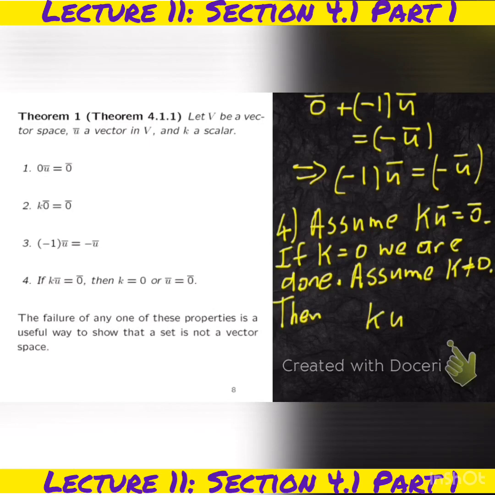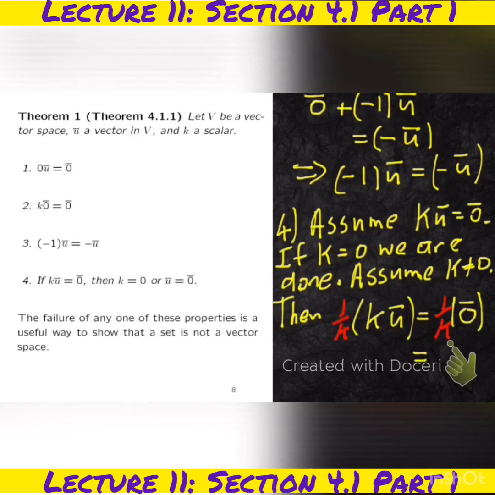We said that we assume that k is not equal to 0. So what you can do is multiply on the left with 1 over k. What you do on the left you must do on the right.